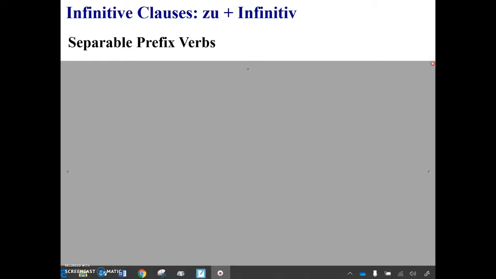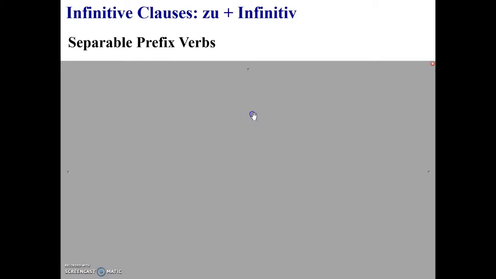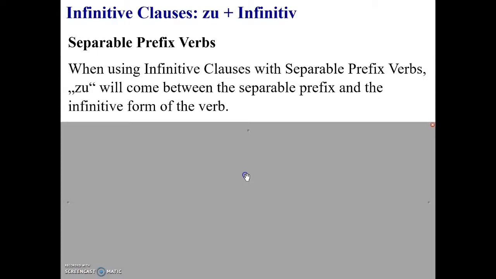With separable prefix verbs. So hopefully you noticed that herauszufinden is a separable prefix verb, and the zu came between the two parts. So when we use infinitive clauses with separable prefix verbs, zu will come between the separable prefix and the infinitive form of the verb.